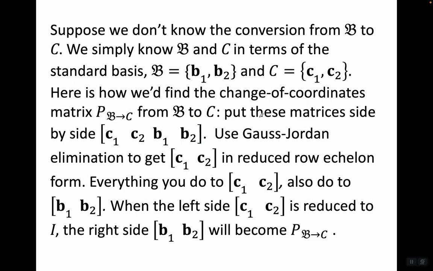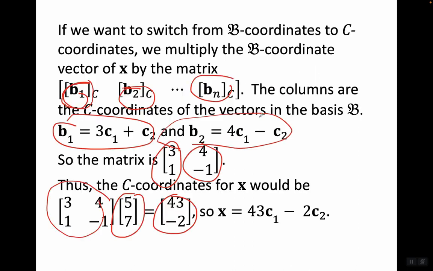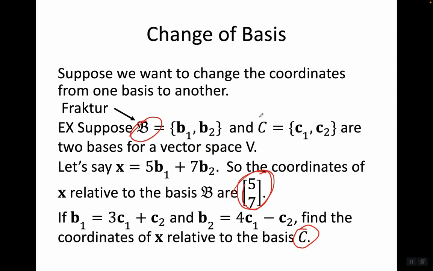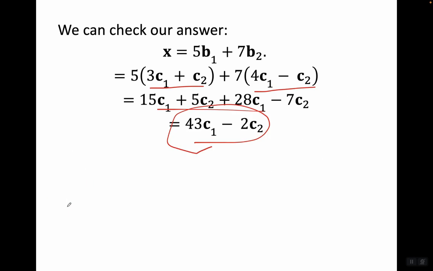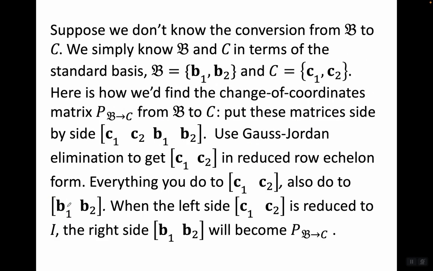Suppose we don't know the conversion from 𝔅 to C. In other words, suppose we don't have this information. Suppose we simply know 𝔅 and C in terms of the standard basis. So 𝔅 = {b1, b2}, and C = {c1, c2}. And that's all we know. We just know the vectors in the basis 𝔅 and the vectors in the basis C. Here's how we'd find the change of coordinates matrix, P sub 𝔅 to C, from 𝔅 to C.